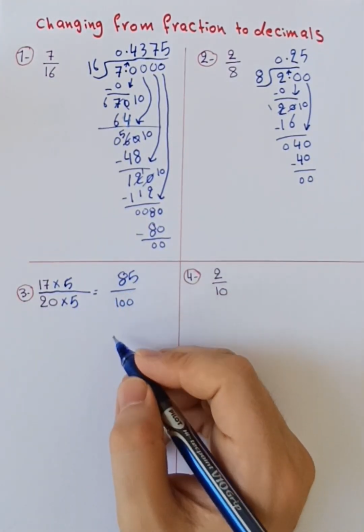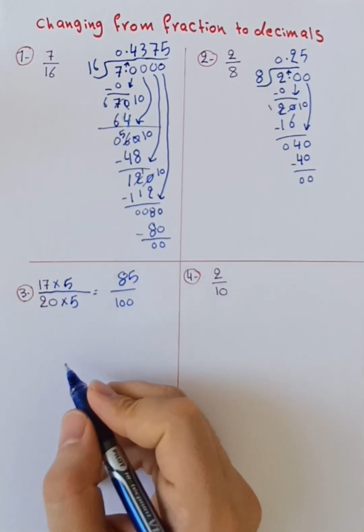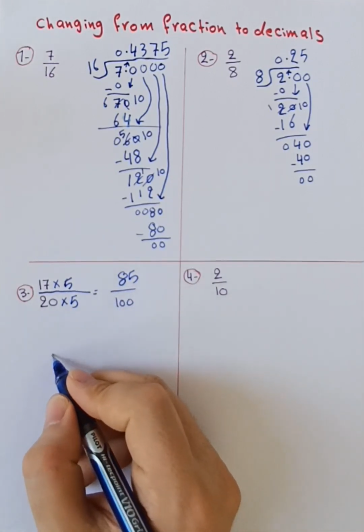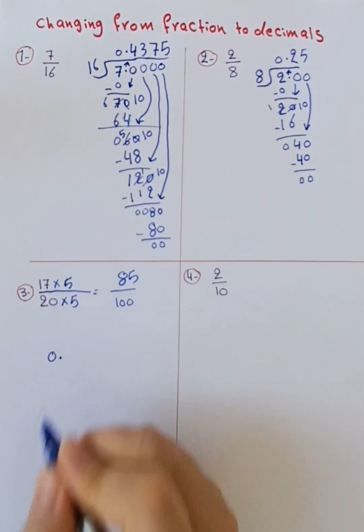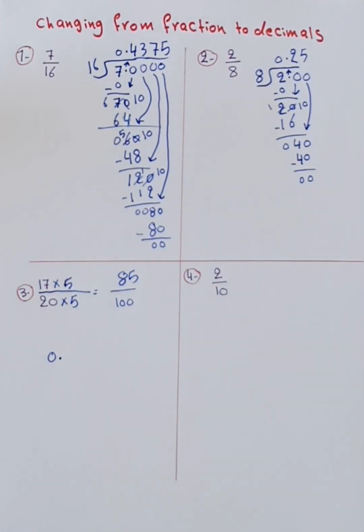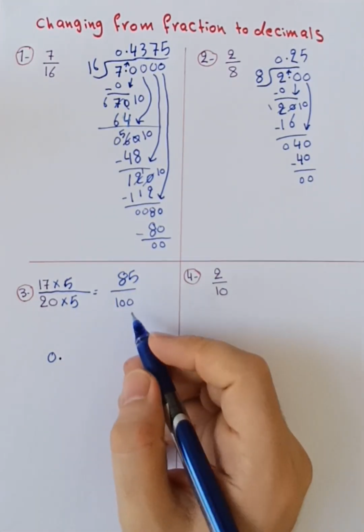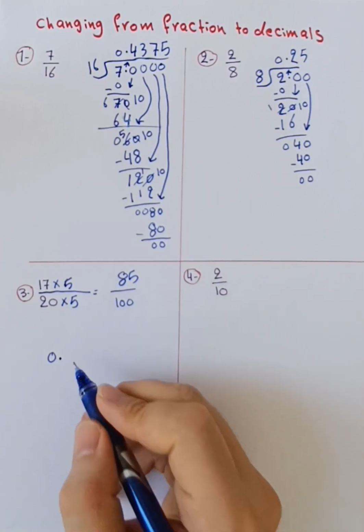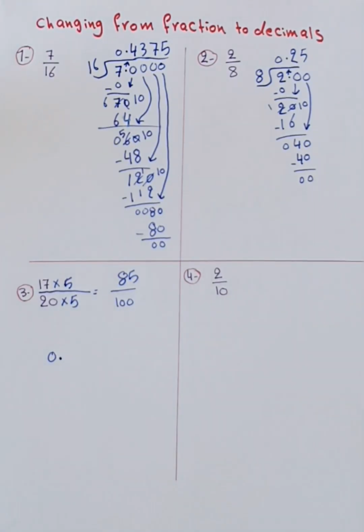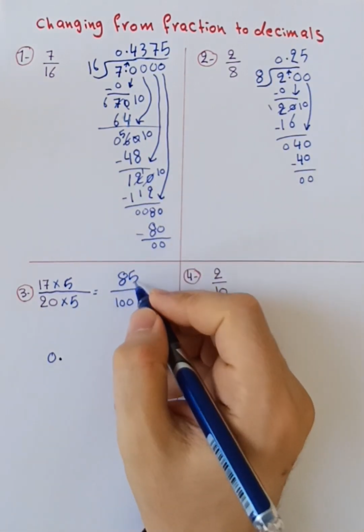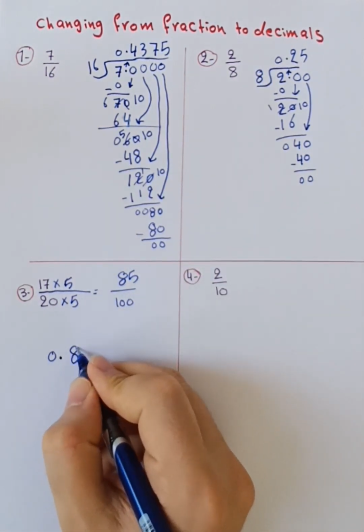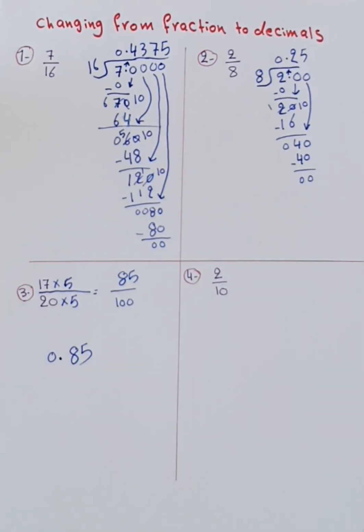Now it's really easy to change this fraction to decimal. The whole number is 0. You don't have any number here, and then you have to write 0 point, and then we have 100. So after this point we should have two numbers. 85 is two numbers, so the decimal form for 17 out of 20 is 0.85.